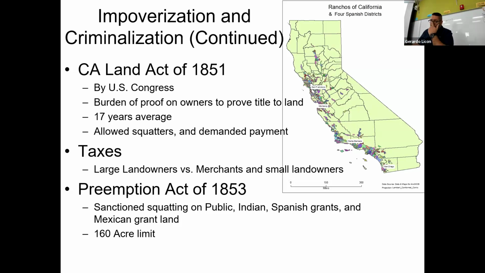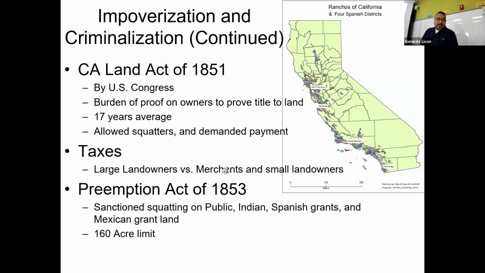And Pio Pico himself owned tens of thousands of acres just north of Los Angeles in the San Fernando Valley. He lost tens of thousands of acres because he couldn't pay the taxes. And someone bought that land for like $300 something for tens of thousands of acres, probably a third of modern day Los Angeles County. So that's one of the ways in which people lost their wealth, their land.